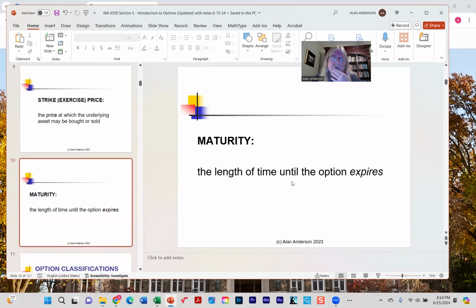The maturity: like all other securities in the market, except stocks, let's say, options typically have a maturity date. So you have a fixed length of time to make up your mind what to do, whether to use the option or not. Once we get past that deadline, then the option expires if it hasn't been used. So you only have so much time with this option to buy or sell the underlying asset.